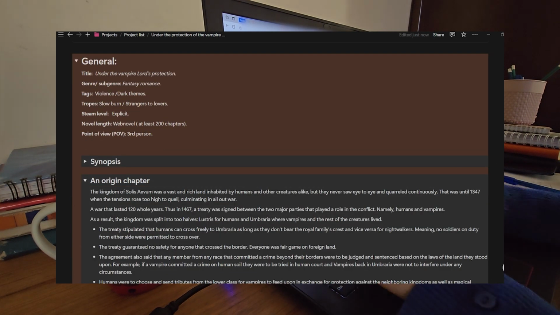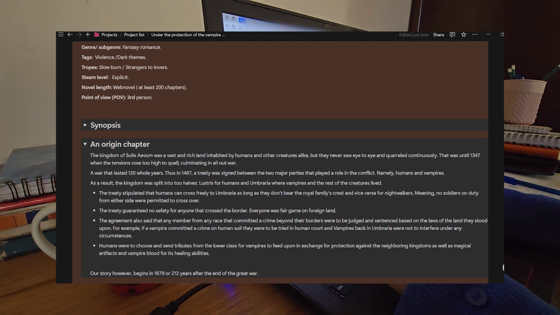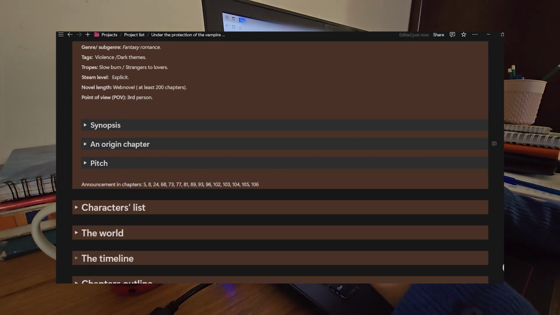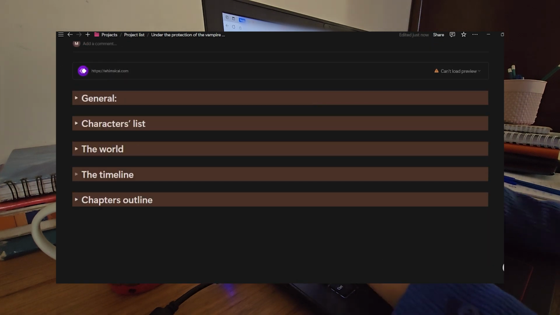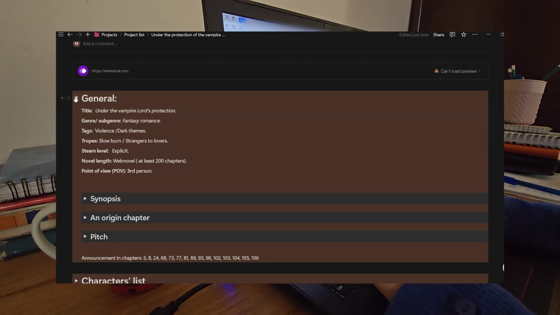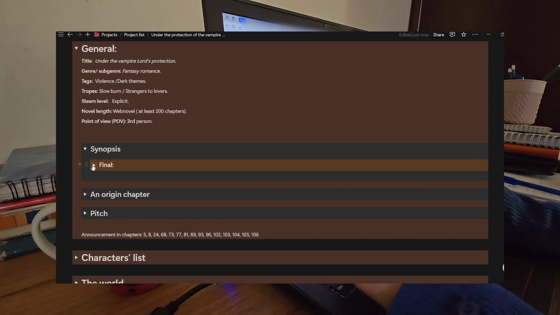My first long story was done in Google Docs, and I've kept it there because my brain already got used to it the way it is there. I didn't want to change a thing. Anyways, the first section is the general info section where I put the basics about the story, such as the genre, the subgenre, tags, synopsis, and all of that.